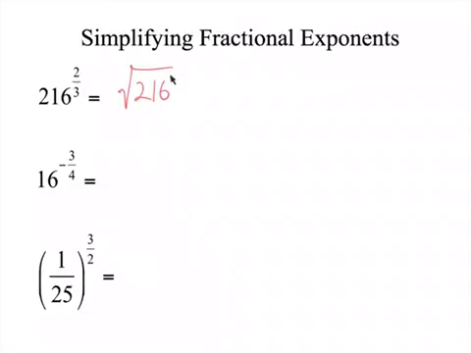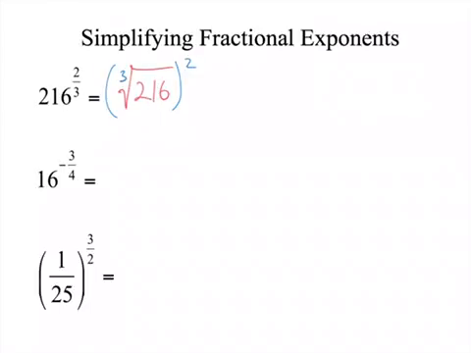But I don't want to put the 2 there. You're also allowed to put it on the outside because I don't have to square 216. That would be way too big. So the denominator goes there, and then on the outside, I'm going to put the 2. And so what I did is I converted a fractional power back to a radical.